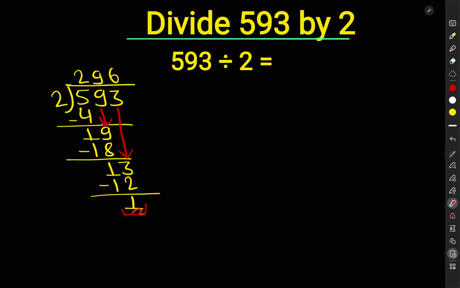So now this 1 is less than 2 and there is no other number to put it down. So we take here decimal so that we put 0. So it is 10 and 2 times 5 is 10. On subtracting, we get 0. So 593 divided by 2 is 296 decimal 5.